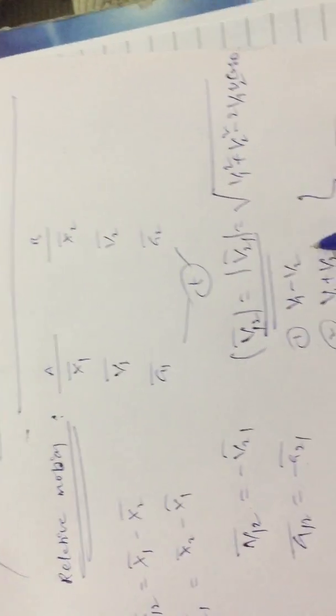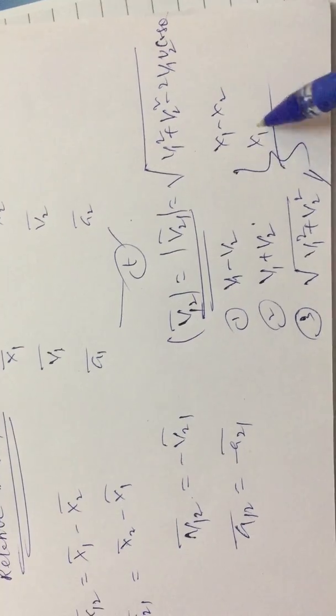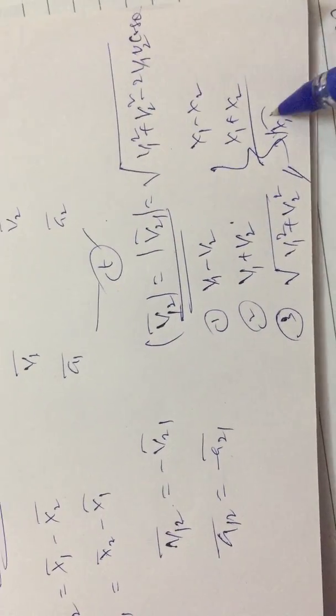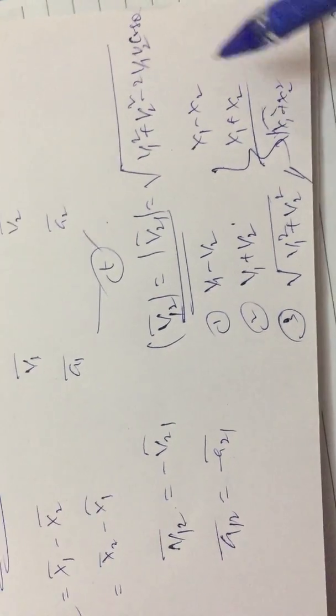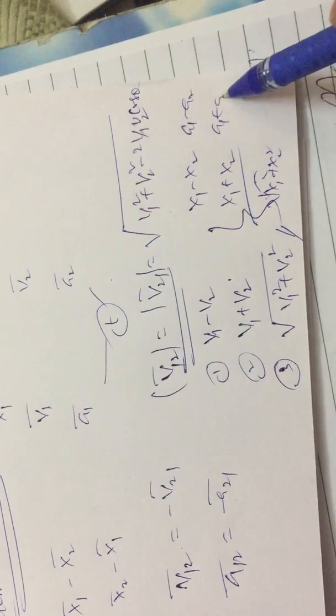This is about it. This is applicable for displacement also. x1 minus x2 for the same direction, x1 plus x2 in opposite direction, root of x1 square plus x2 square when they are moving in perpendicular direction. Similarly a1 minus a2, a1 plus a2, and like this we can do it.